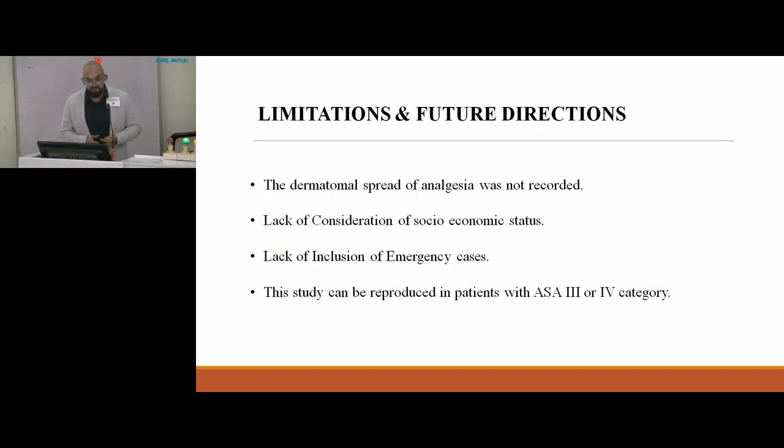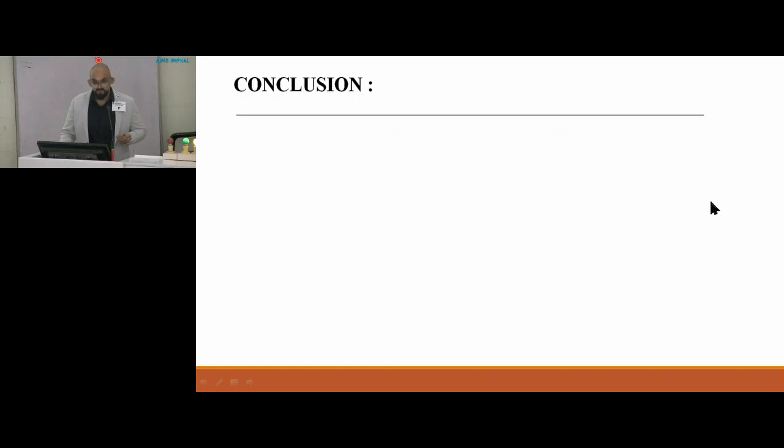The limitations and future directions: the dermatomal spread of analgesia was not recorded, and there was lack of consideration of socioeconomic status and lack of inclusion of emergency cases. In future, this study can be reproduced in patients with ASA category 3 or 4, or it can be done comparing transmuscular versus intramuscular blocks with adjuvants, so that we can have a comparable time to rescue analgesia or even a round-the-clock 24 hour pain-free period.